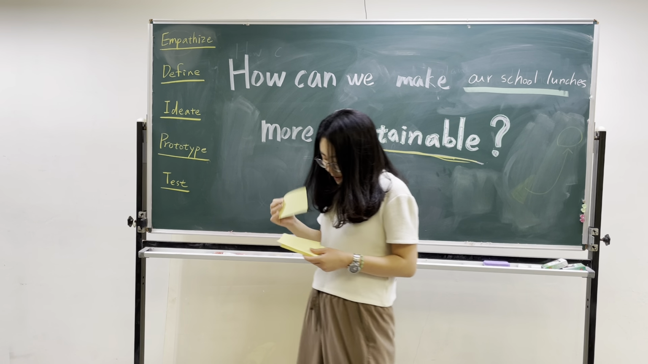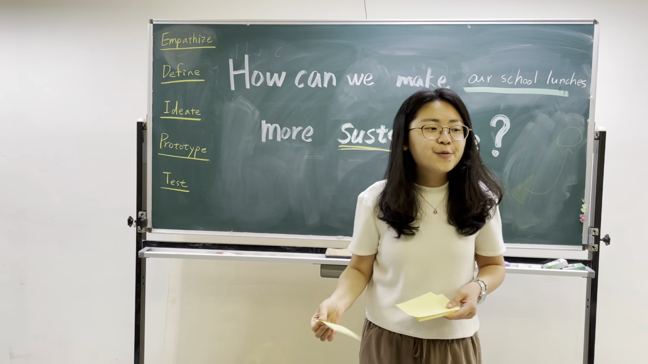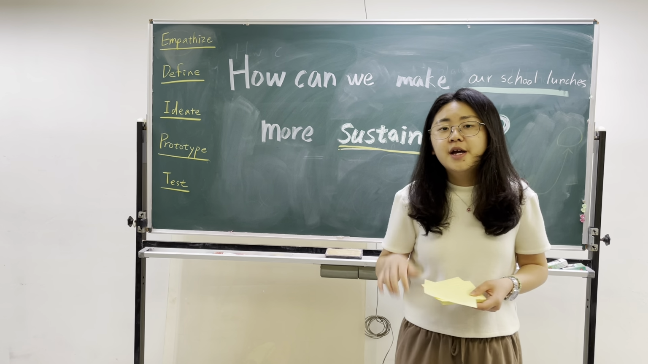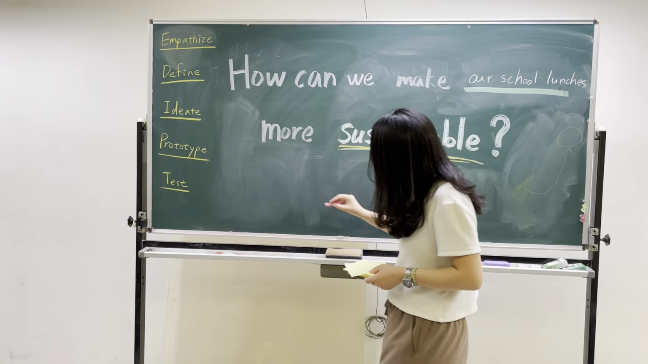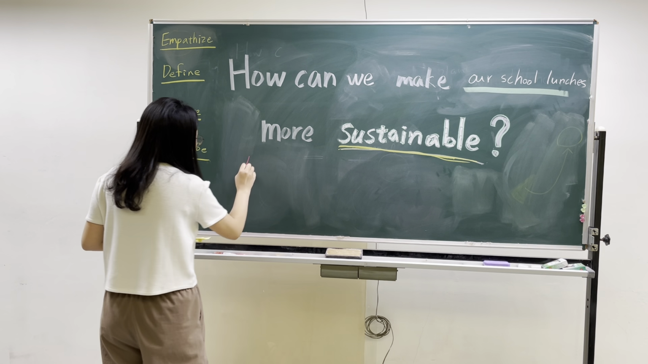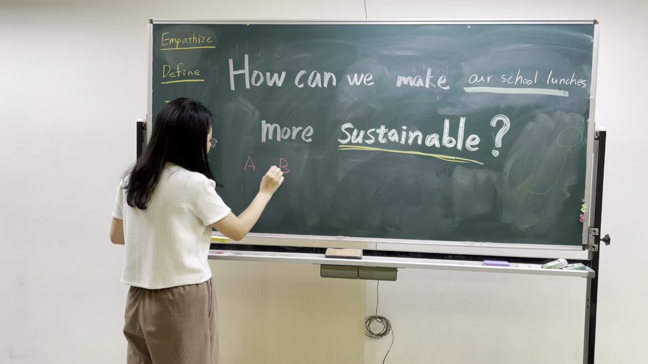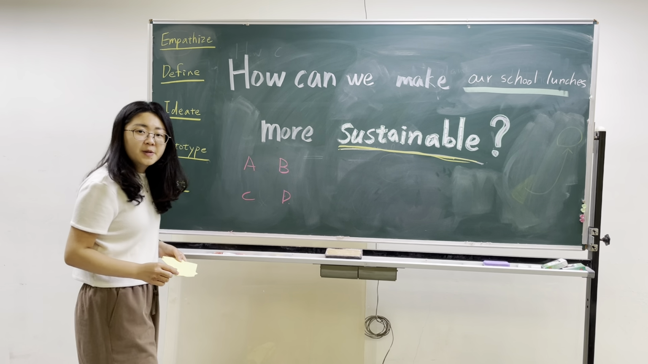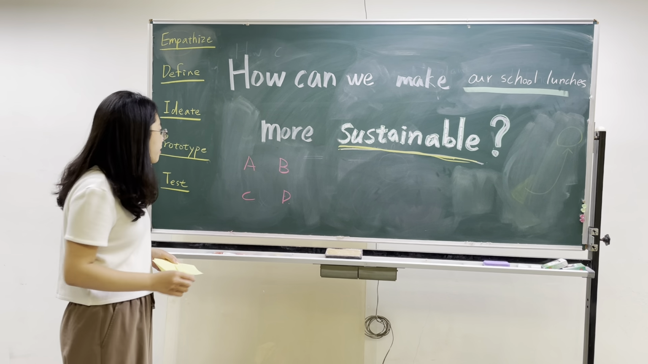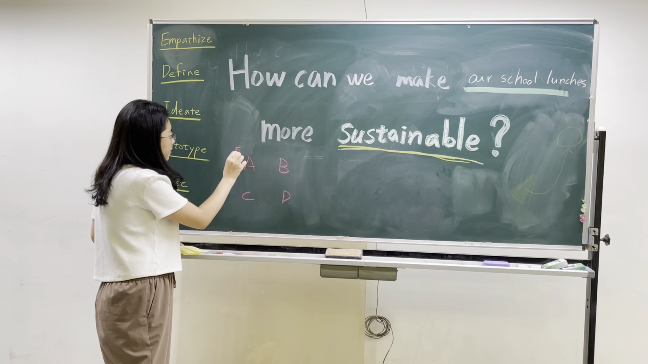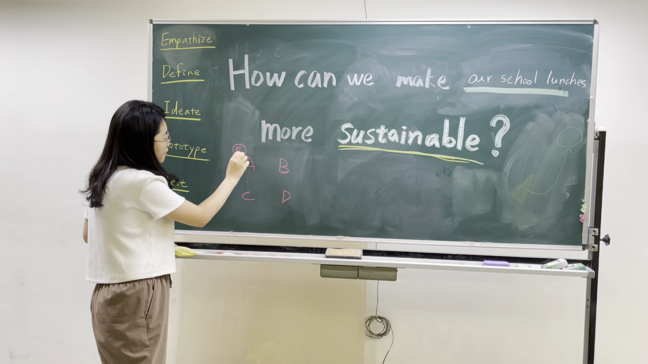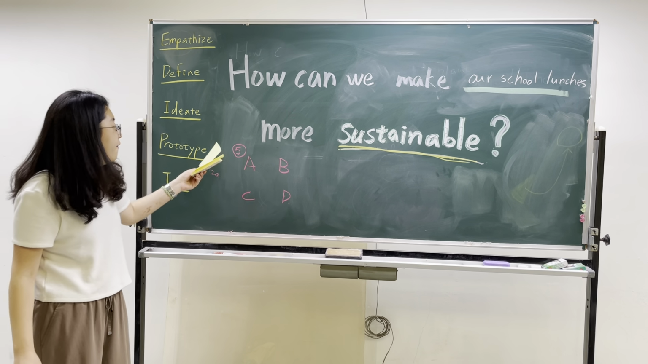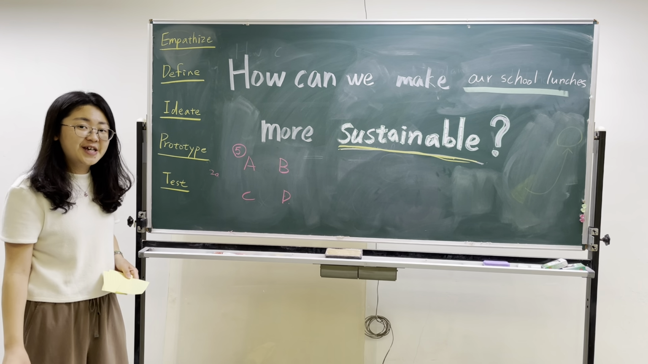So now, please separate into groups. Five people into a group, and we are going to have 4 groups: group A, group B, group C, and group D. Because we have 20 students in total, there are 5 people in your group. Okay, start.